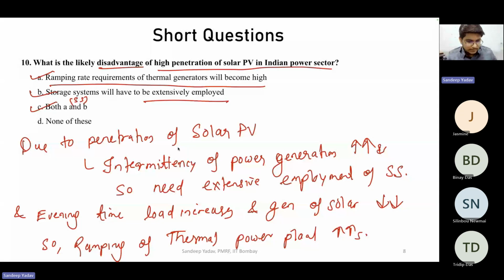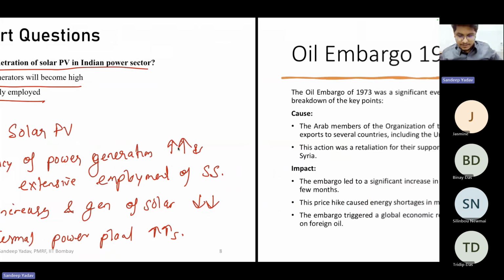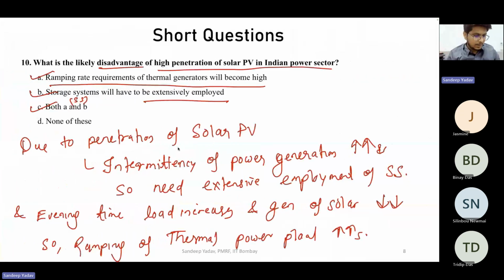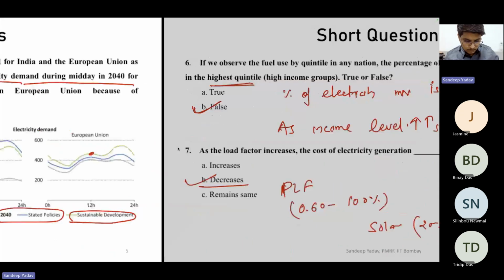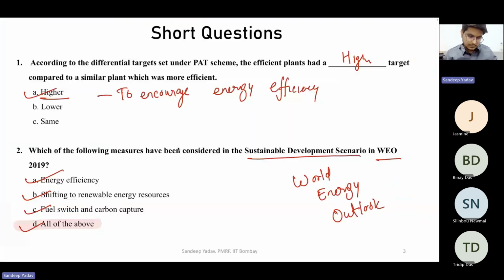Anyone having any doubt in the previous 10 questions, you can ask. Sir, please go to question number 1, sir. Question number 1, yes. According to the different targets set under the PAT scheme, the efficient plant had a higher target compared to the similar plant which was more efficient.